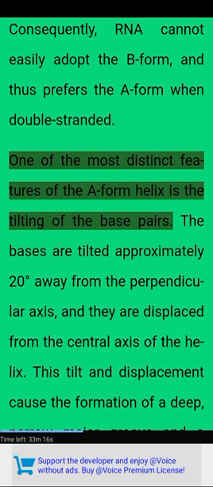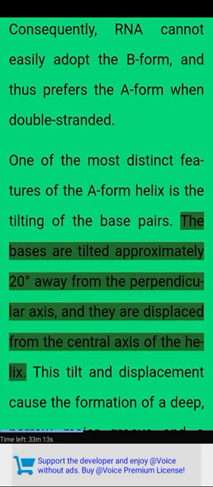One of the most distinct features of the A form helix is the tilting of the base pairs. The bases are tilted approximately 20 degrees away from the perpendicular axis, and they are displaced from the central axis of the helix.